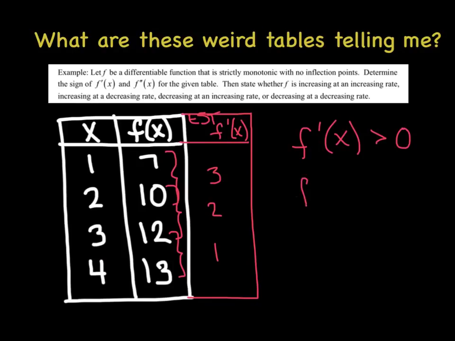Now, how do we make a judgment about f double prime? Remember, f double prime just happens to be the derivative of f prime. And it looks to me like f prime is decreasing. So that means its derivative, f double prime, is going to be negative. Going back to our pictures, we're going to say that this function is increasing, but at a decreasing rate.